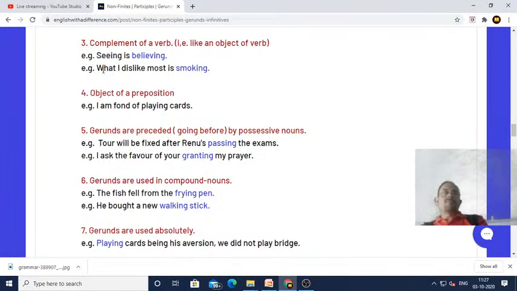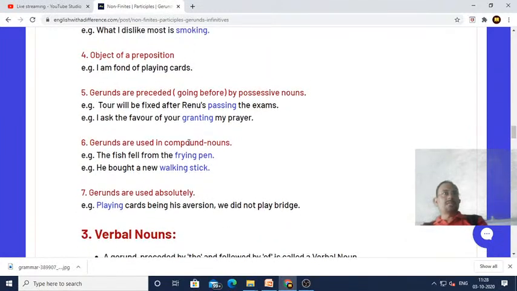Okay, next example, you see, what I dislike most is smoking. So dear students, you can see here smoking is the ing verb which is a gerund. Why is it a gerund? Because it is also used as the complement of the helping verb is or be verb is. So whenever an ing word is a complement of a be verb, then it can be called a gerund. Okay, always remember.